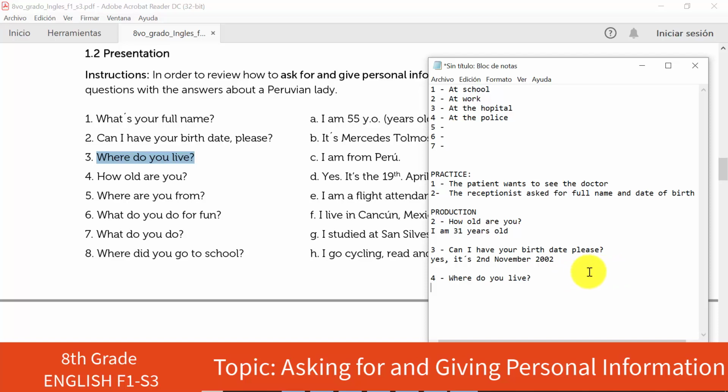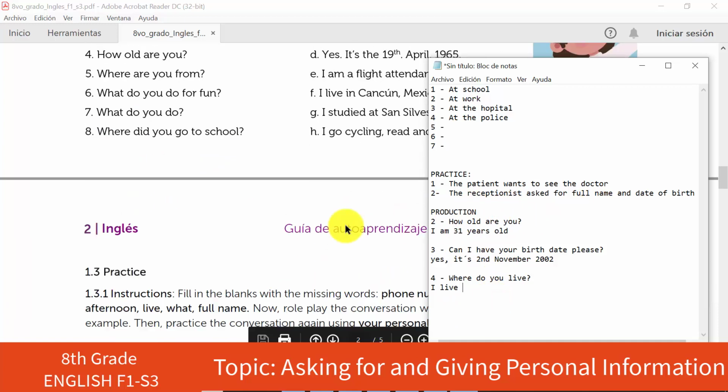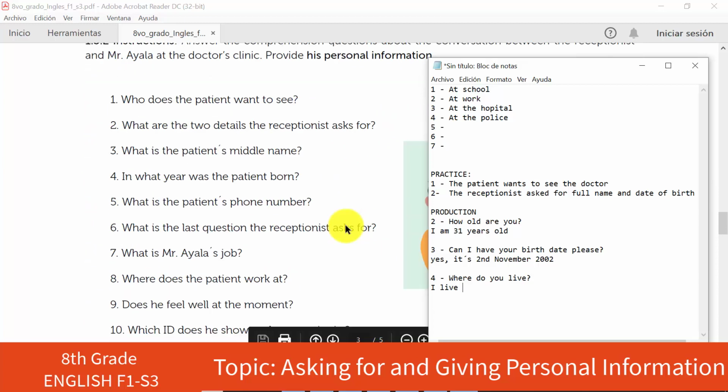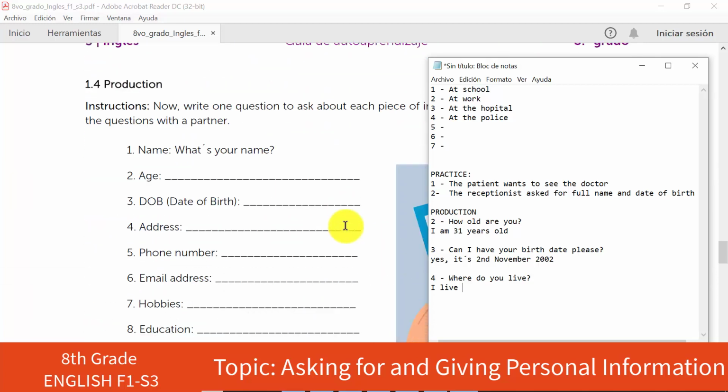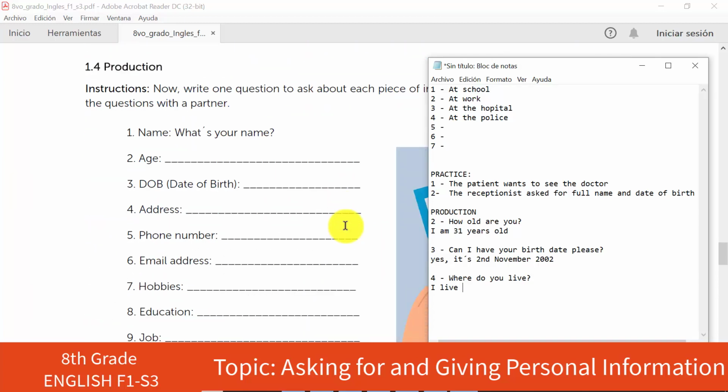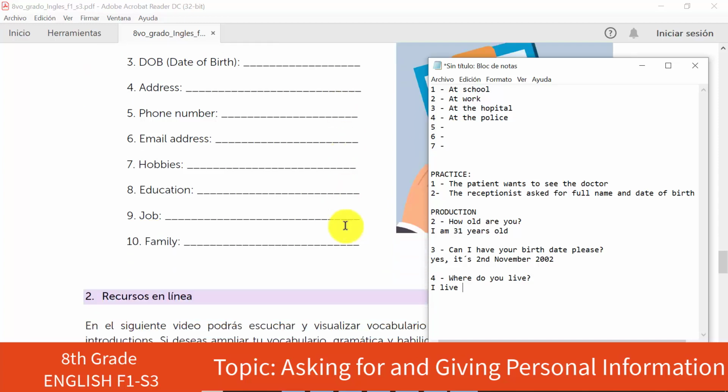Ahora la respuesta. I live in Colonia Los Palmitos. I live in Cara Sucia. I live in Garita Palmera. I live in New York. I live in Miami. Whatever you want to put, okay? So, ya les hice 3 examples de cómo se puede hacer aquí la production part, okay?